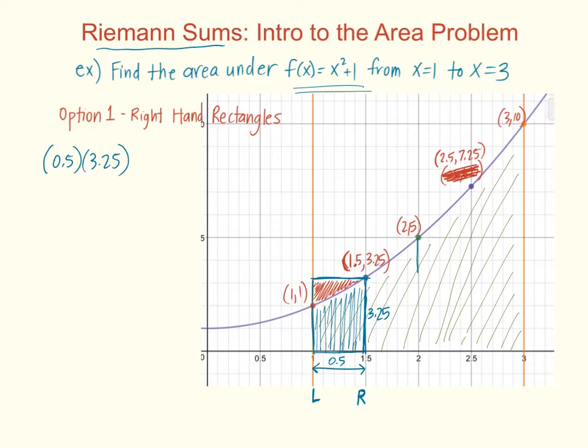The second rectangle I'm going to get by going from 2 straight up, straight across, and down. So I'm creating a rectangle. It is a 0.5 across the bottom.